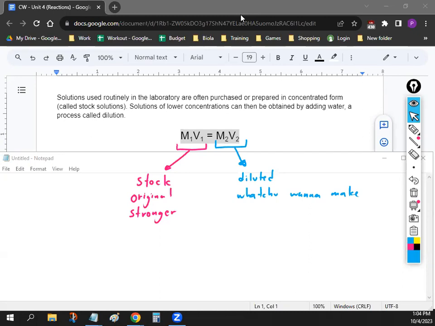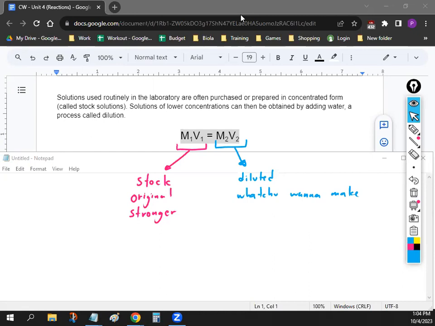I know water usually dilutes things, especially if you have like salt or something. But is there anything else that does this? For the AP test, we're just gonna be using water. Yeah. Water is gonna be your solvent 99.9% of the time.